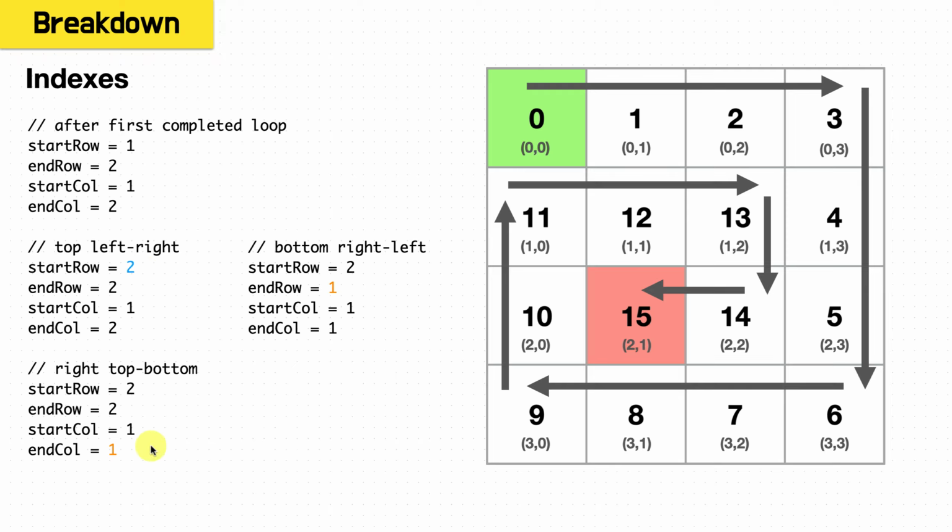Then we go left to right and increment our row to 2. We go top to bottom and decrement end column to 1. And then we go right to left and decrement our end row. And then we're done. So why don't we go back up this left side?